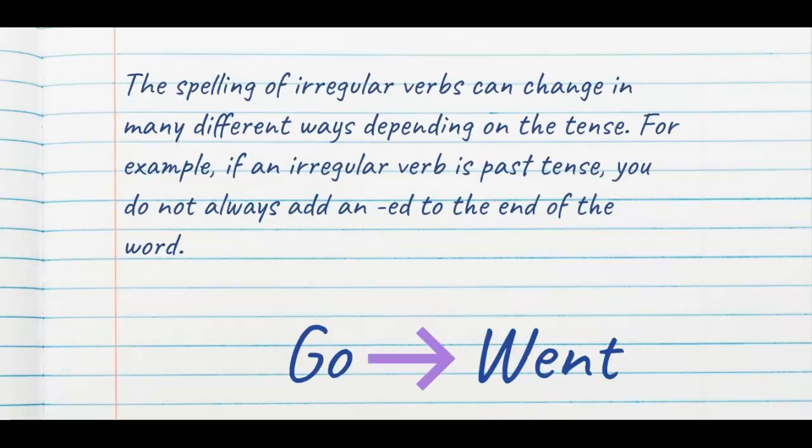So the spelling of irregular verbs can change in many different ways depending on the tense. For example, if an irregular verb is past tense, you do not add an ED to the end of the word. For example, look at the word go. Past tense of go becomes went.